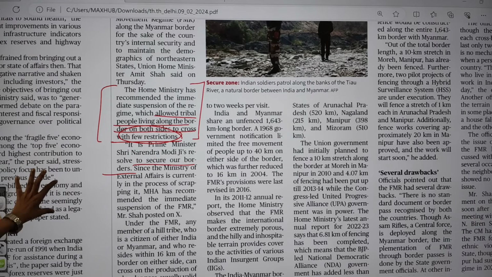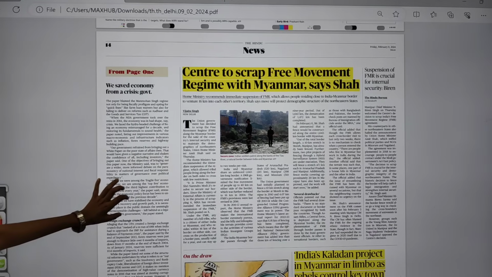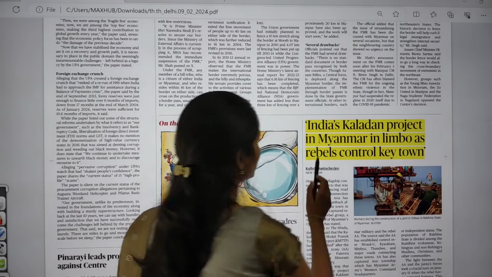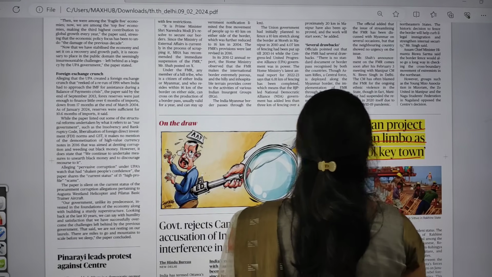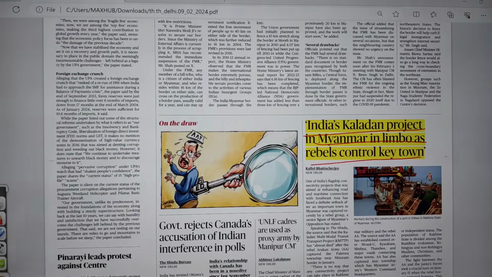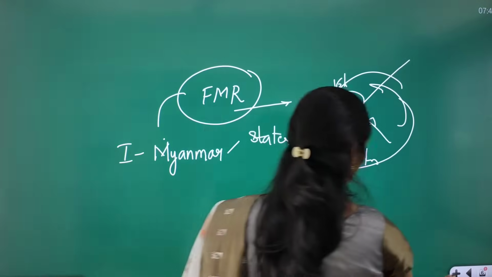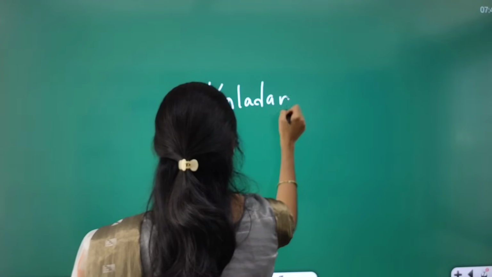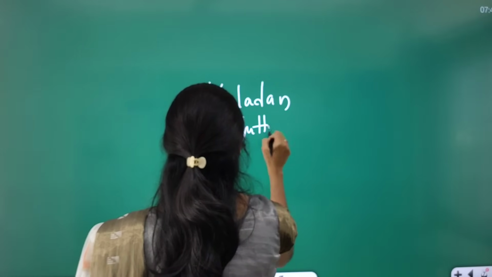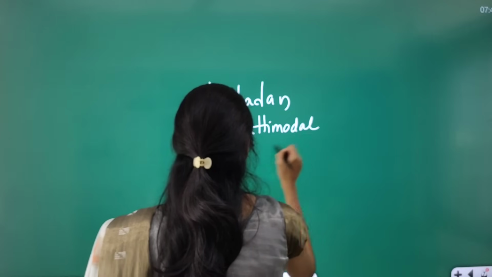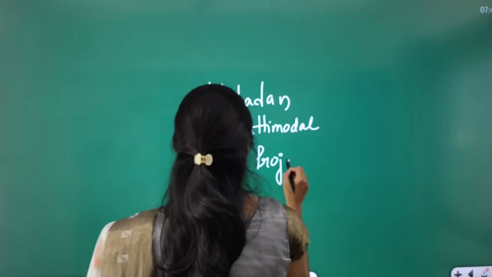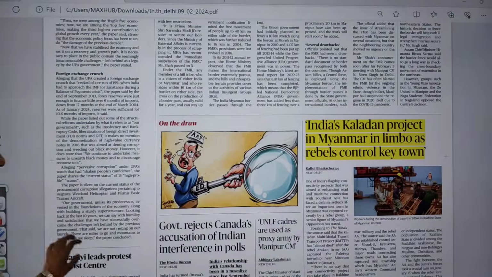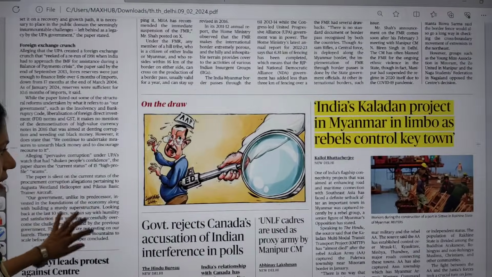Now let us move on to the next topic. Yes, the next topic is very important. It is about India's Kaladan project in Myanmar in limbo as rebels control key town. So again, a very important topic. It is about the Kaladan multimodal project. So now let us see this article in detail.